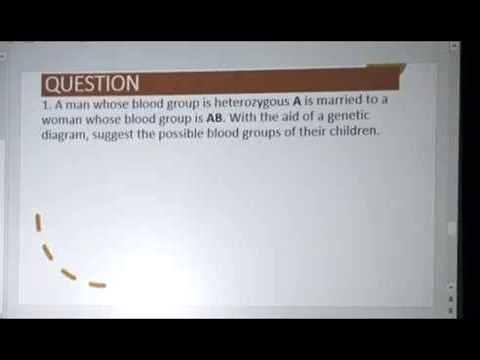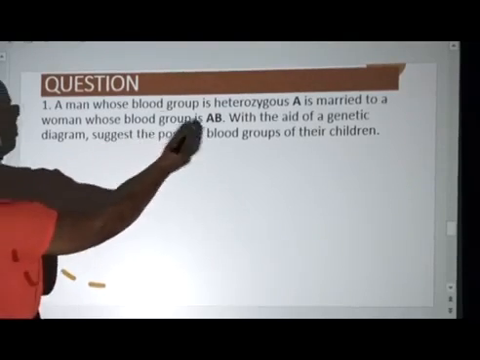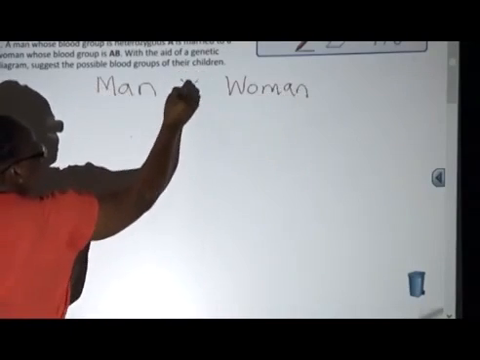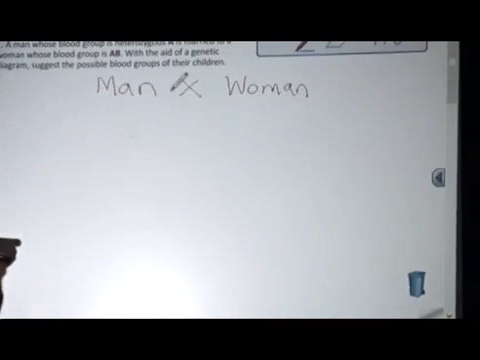Let us quickly look at this question on variation. A man whose blood group is heterozygous A is married to a woman whose blood group is AB. With the aid of a genetic diagram, suggest the possible blood groups of their children. To do this, we are going to write the man. You must put X there to show that fusion of gametes will take place.